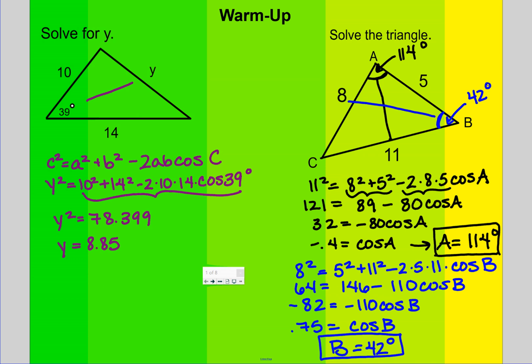So if you do 180 minus 114 minus 42, you're going to get angle C, which is 24 degrees. Okay, and then one thing you can check at the end, largest angle opposite longest side, shortest angle opposite shortest side. Make sure those all match up.